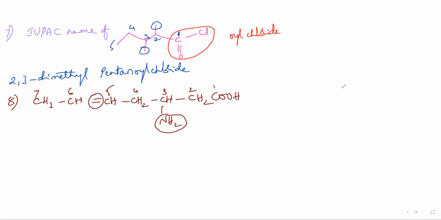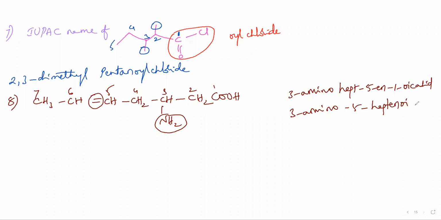That means hept. The fifth carbon has ene. First carbon, oic acid. And prefixes: only one substituent is there, that is 3-amino. Right? Or simply what we can write, 3-amino-5-heptenoic acid, heptenoic acid. Okay.